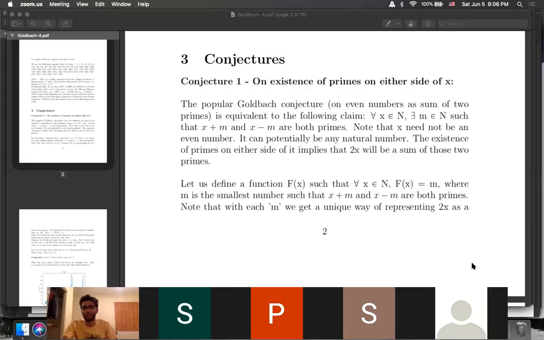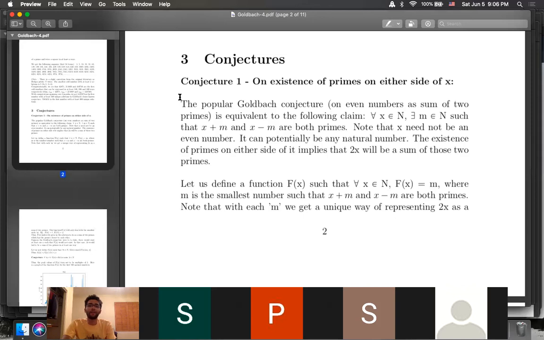This was basically the first line of whatever I was reading out to you. So the popular Goldbach conjecture is equivalent to the following claim. So what is the claim? For all x belongs to N, implying for all natural numbers, there exists, this symbol means there exists, an m which is also a natural number, such that x plus m and x minus m are both primes.